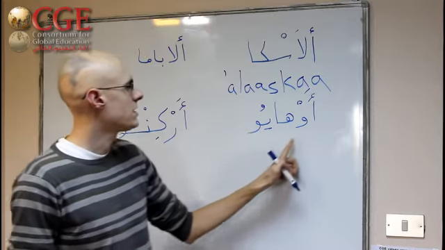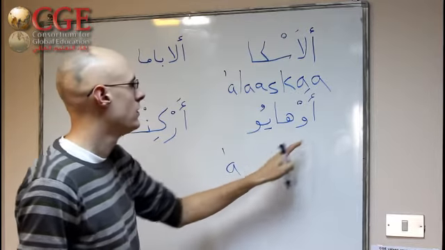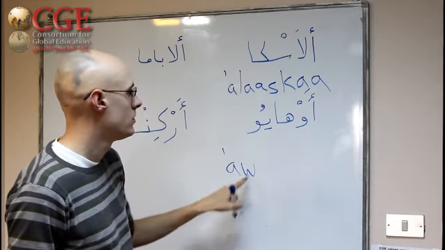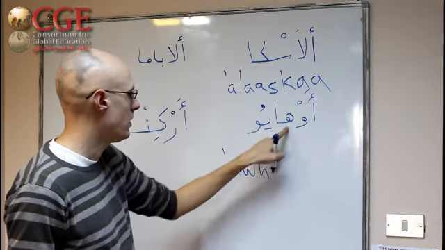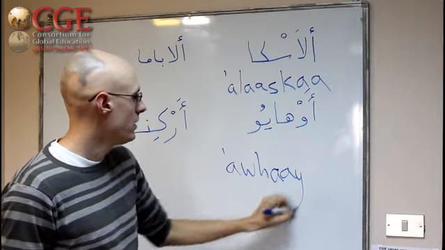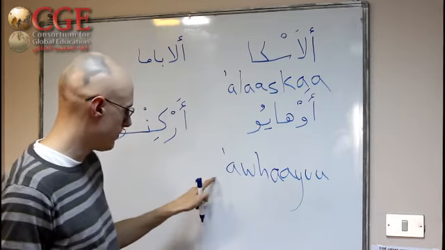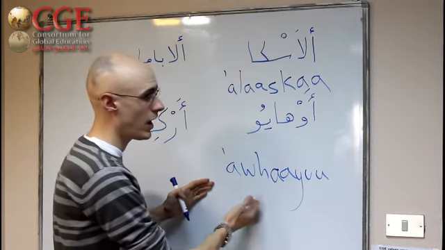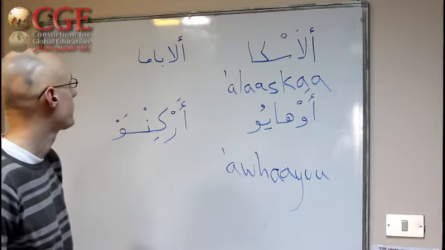All right, let's take a look at this one. Again, an olive, glottal stop, A, followed by a W with no vowel, then an H. This is an H with a long A. And then a Y, followed by a long ooh. My handwriting's not looking too good, but Ohio. And that's how you write Ohio in Arabic.